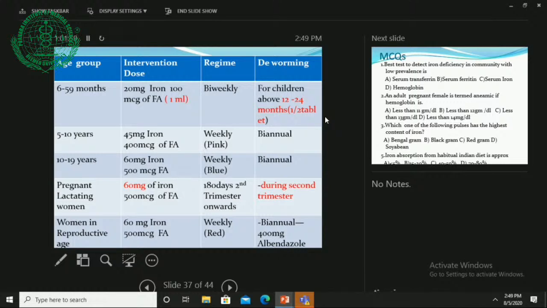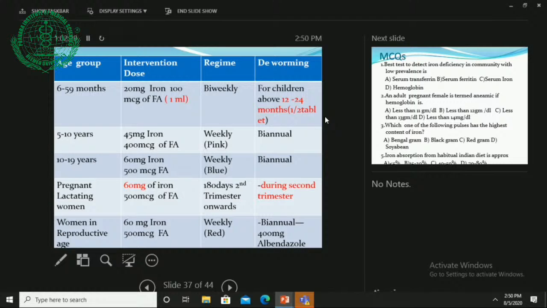So the tablets which are given to pregnant mothers, lactating mothers, and for the women of the reproductive age group are red in color, while those which we give to the adolescent girls are of blue color, because of the stigma attached to it. The adolescent girls may not take them, because they will think that these are the tablets to be given to the pregnant mothers. So the color is different but the dose is the same, remember this thing.